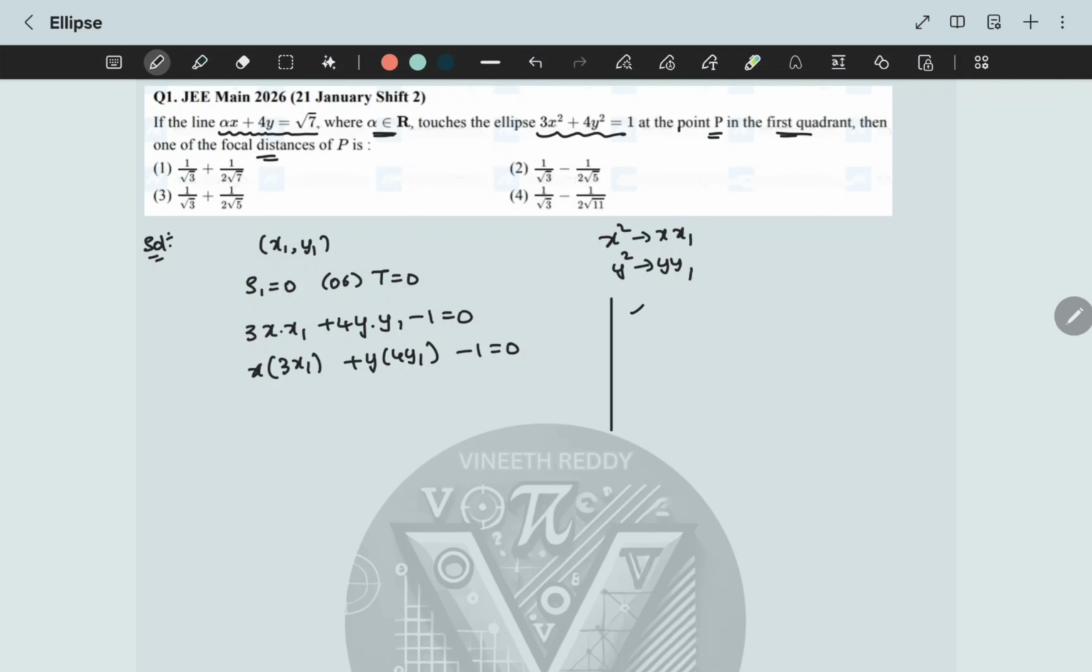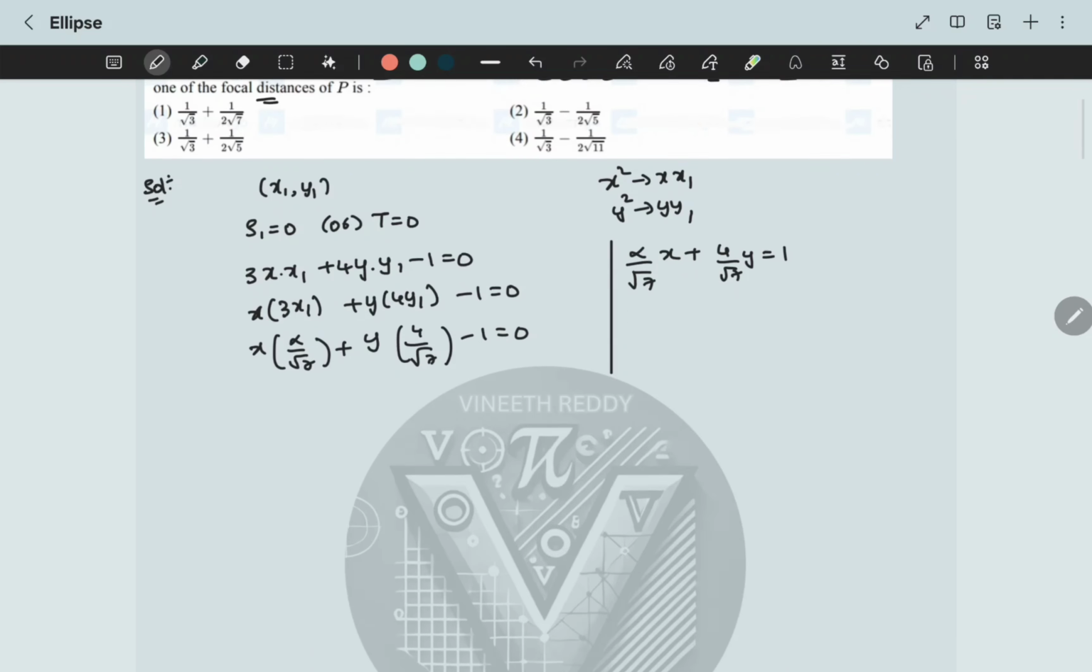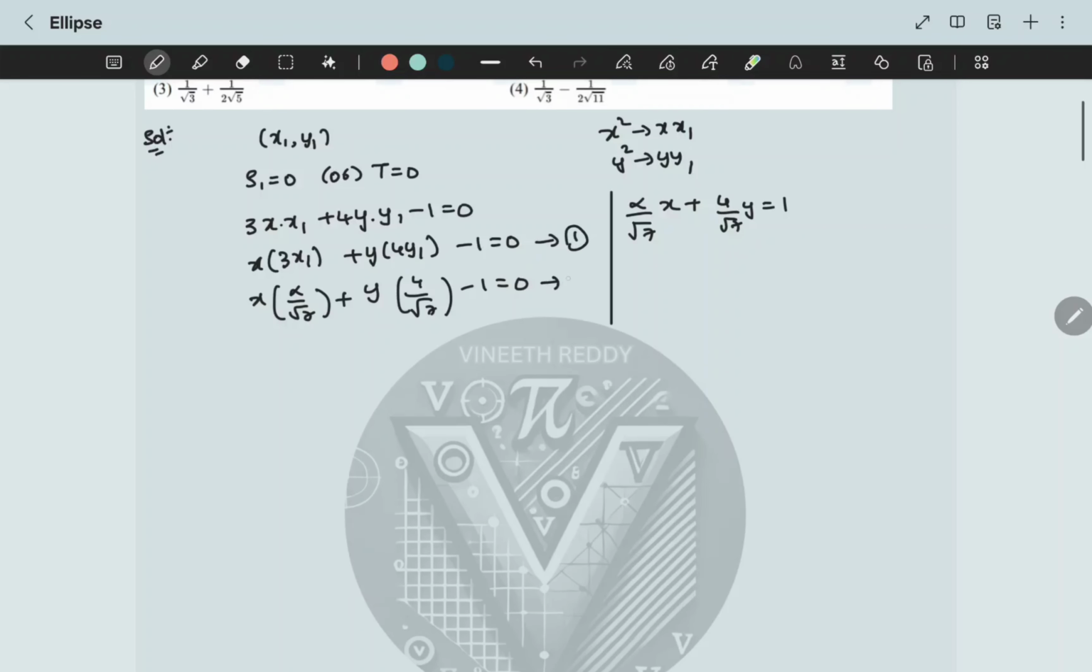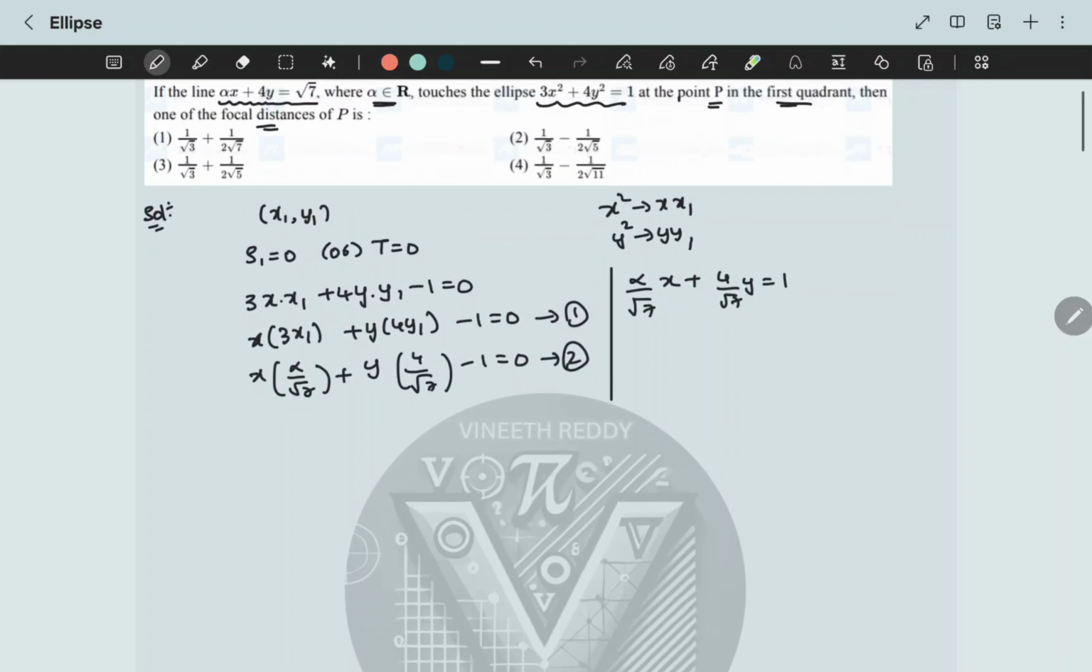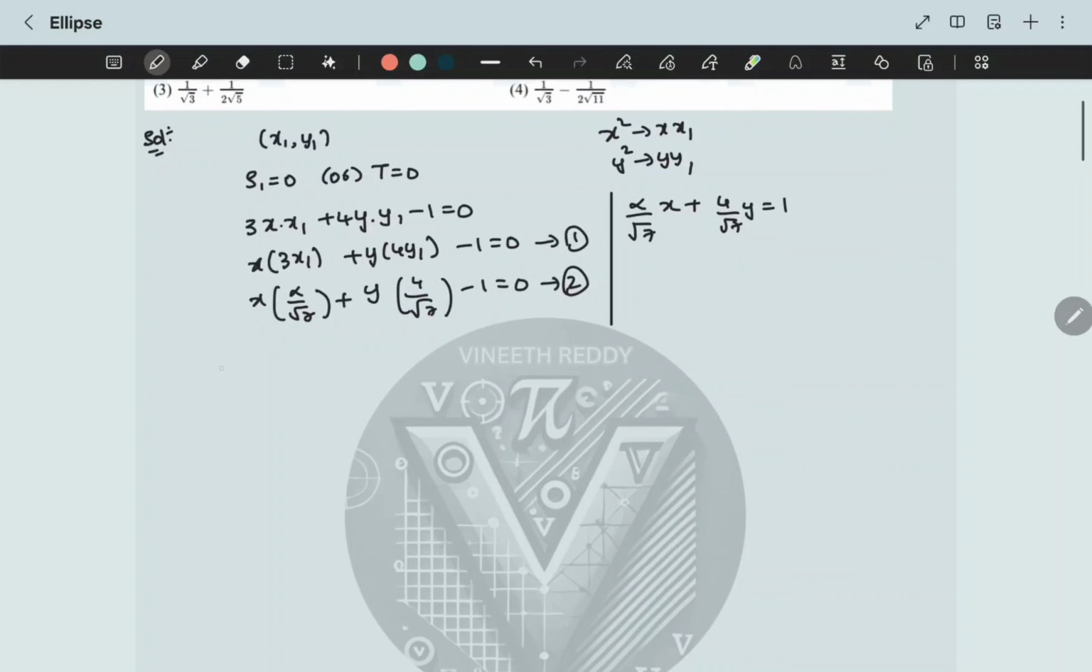Now the given equation, I'll divide both sides by root 7. So I get alpha by root 7 times x plus 4 by root 7 into y equals to 1. Or can I write it as x into alpha by root 7 plus y into 4 divided by root 7 minus 1 equals to 0. Now equation 1 and equation 2 are the same equations, because it is a tangent. That means on comparing the coefficients, we get 3x1 equals alpha divided by root 7, and 4y1 equals 4 divided by root 7.